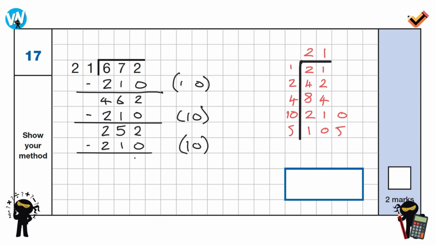2 take away 0 is 2. 5 take away 1 is 4. And 2 take away 2 is 0. So I'm left with 42. Quite quickly, I can see that over there.